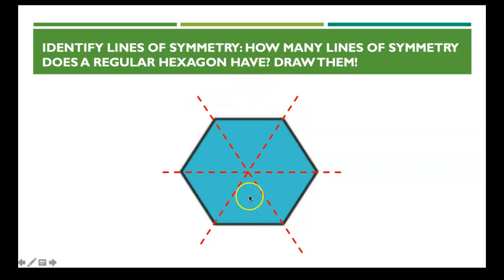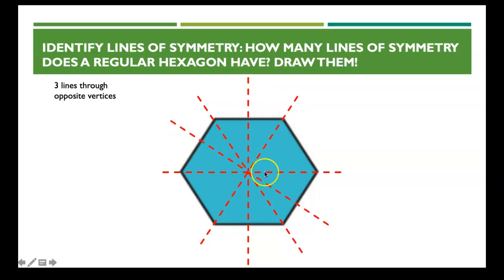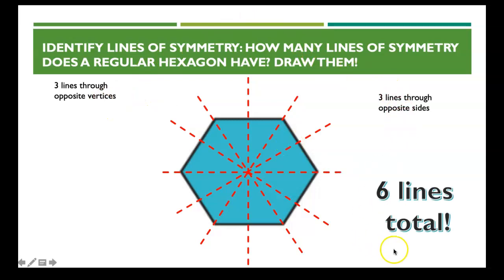Okay, but what happens if I cut it down the center? Can I cut it down the center? Yes, and it still stays symmetrical on either side. I could fold it down the center, and we would have the same shape on either side. So if I could fold this line, I could also fold this line and fold that line. So we have 3 lines through opposite vertices, 3 lines through opposite sides. 3 plus 3 is 6 lines of symmetry total. There they are. That looks so beautiful.